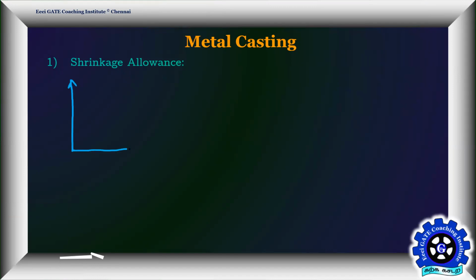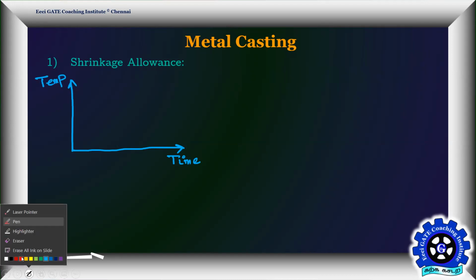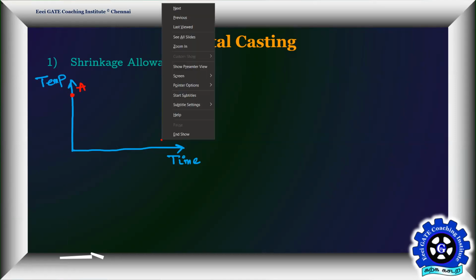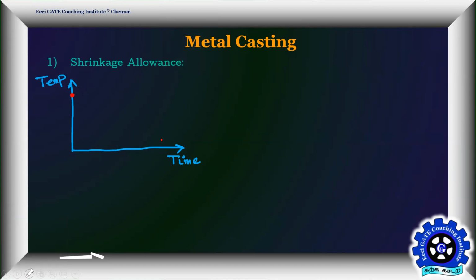I want to draw a simple diagram here. So this x-axis represents time and y-axis represents temperature. I take some point A there, and some point 1 and some point 2. It means that as time is going, your temperature is reducing, right? The temperature is in liquid state here, and in a solid state there, because temperature is less, so this is your liquid and this is your solid.